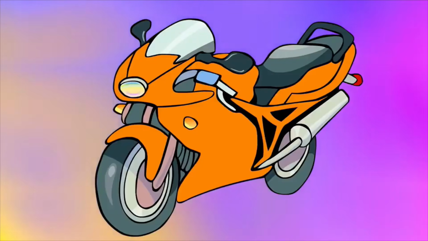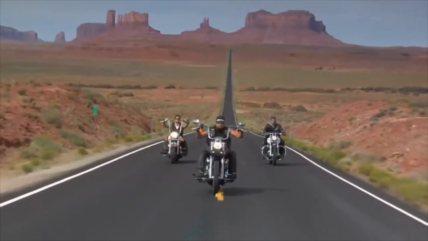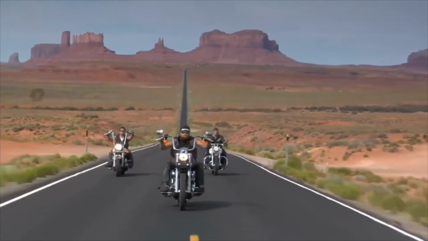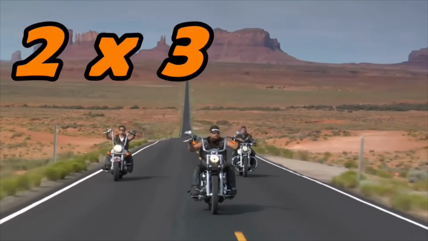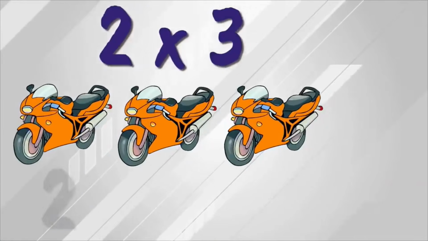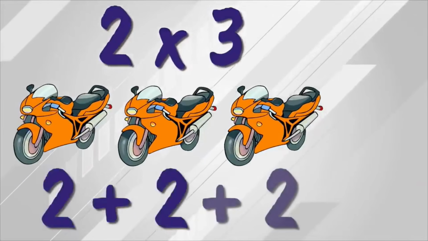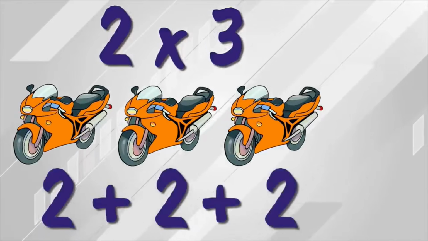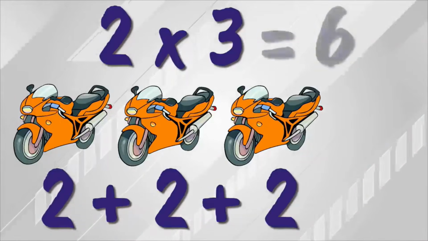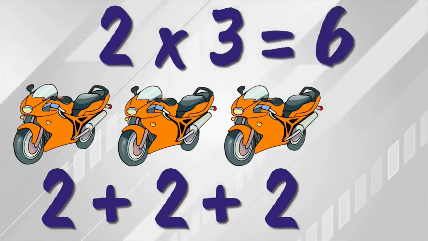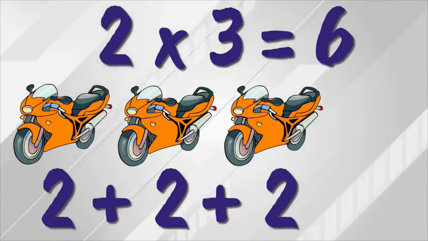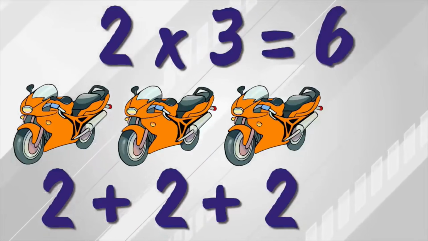You know, a motorcycle has 2 wheels also. Whoa, here are 3 motorcycles. To find the total number of wheels, we have the number 2 3 times. 2 times 3. 2 times 3 is the same as 2 plus 2 plus 2. It's the number 2 3 times. What is 2 times 3? Yeah, 6. There are 6 wheels in all. 2 times 3 equals 6. There are a total of 6 wheels when you have 3 motorcycles.